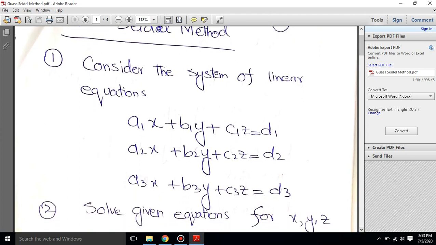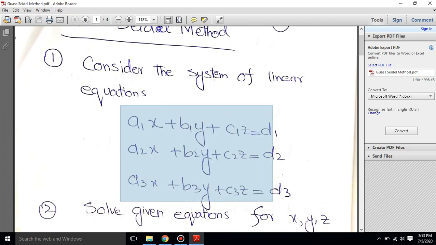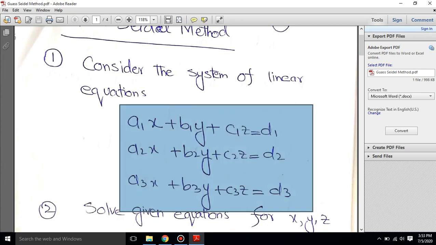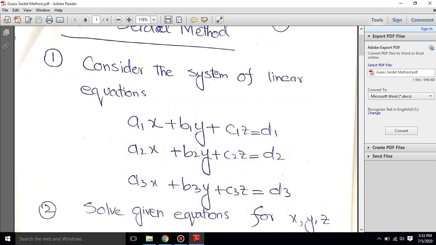Consider the system of linear equations highlighted here. We have a1x plus b1y plus c1z is equal to d1, a2x plus b2y plus c2z is equal to d2, and a3x plus b3y plus c3z is equal to d3. Remember again that we are dealing with three variables in a linear system of equations.